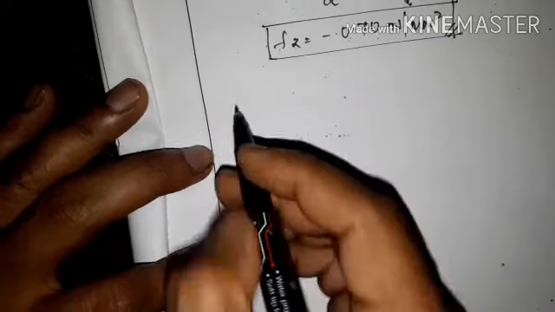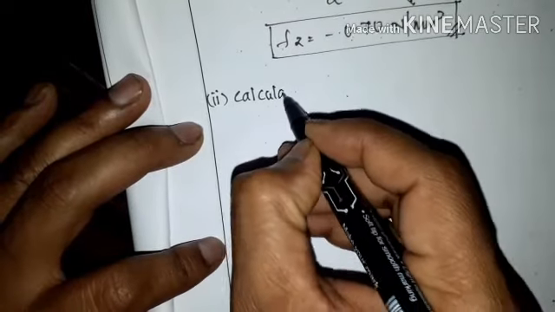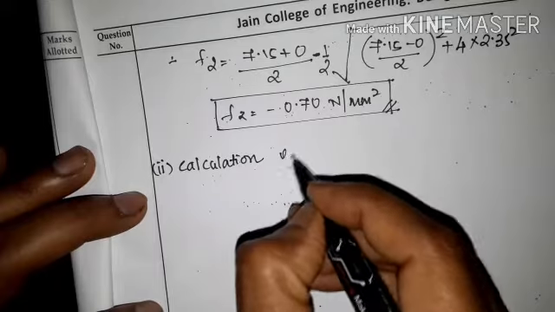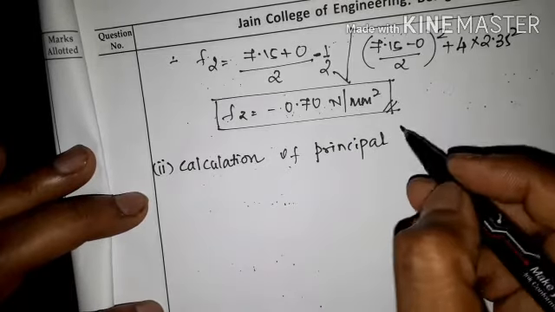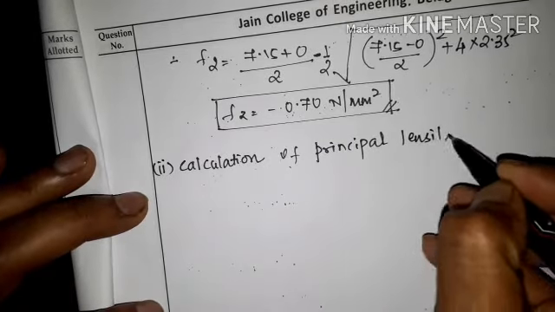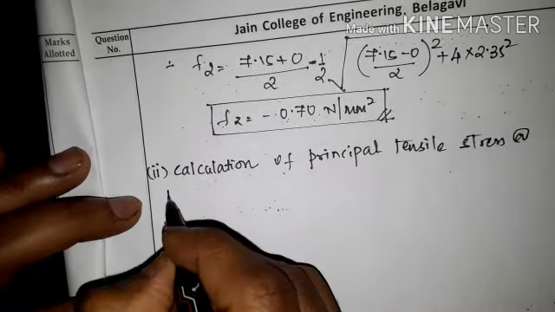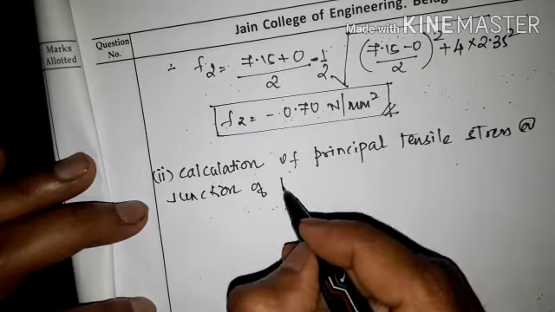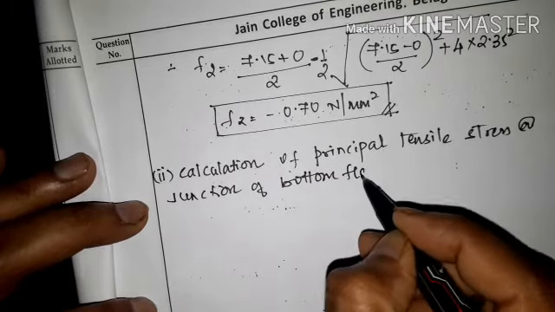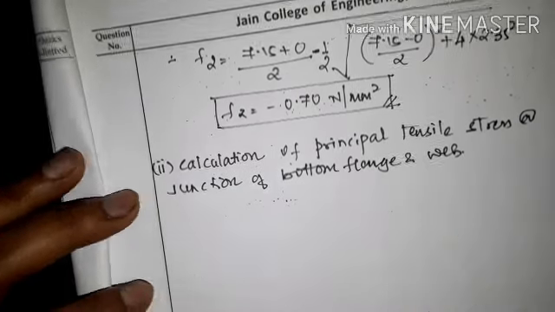Okay, next they are asked to calculate the principal tensile stress at the junction of bottom flange and web.